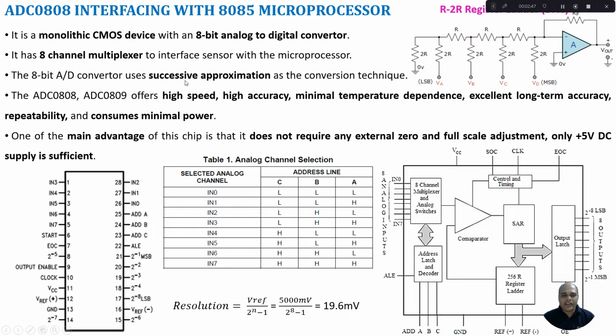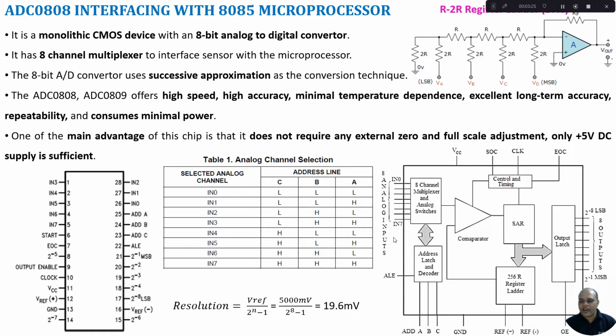The main advantages of this ADC 0808 or 0809 are high speed operation, high accuracy in representing digital data in relation to the analog signal, minimal temperature dependence, excellent long-term accuracy, repeatability in the results, and it consumes very minimal power. A main advantage of this chip is it does not require any external zero or full scale adjustment. So only 5 volt DC will be sufficient.